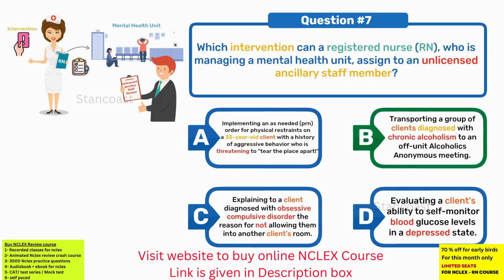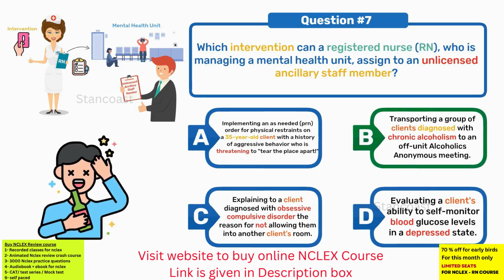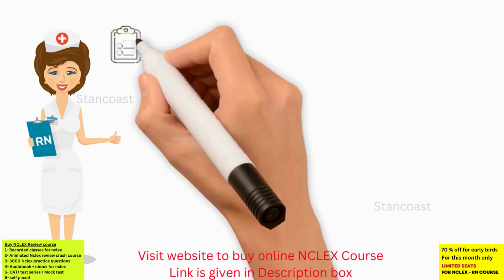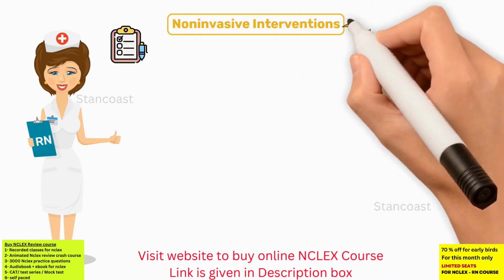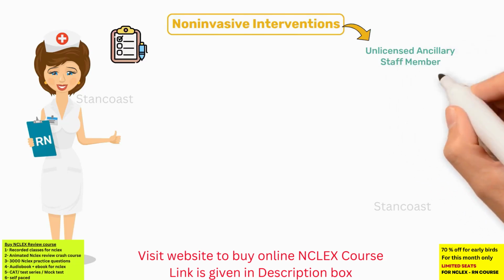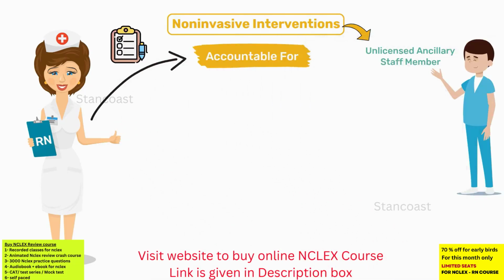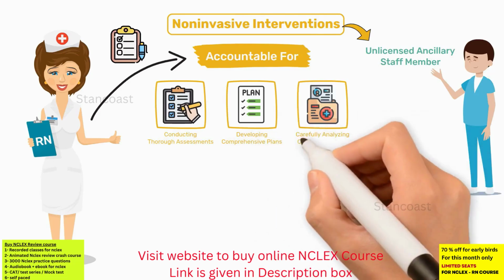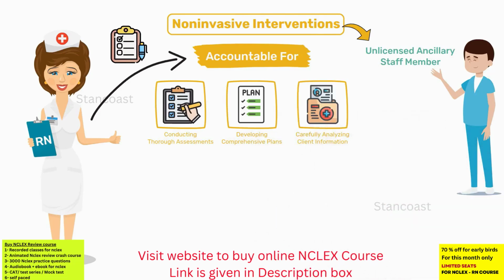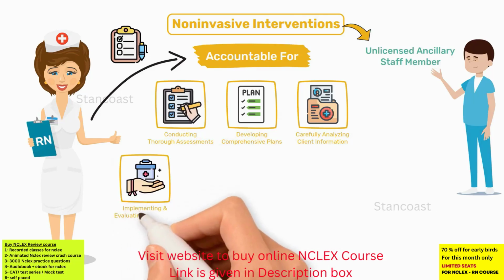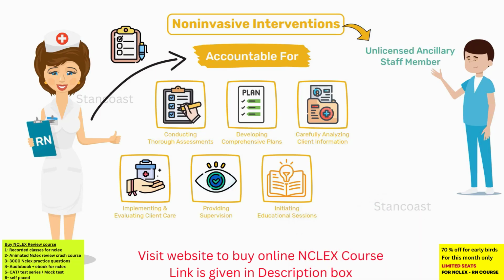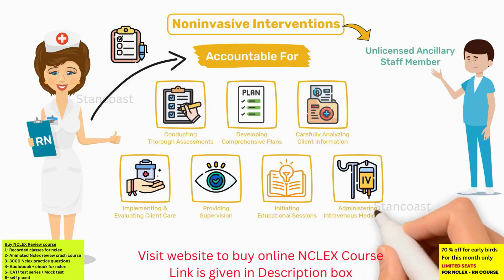The answer is B. Transporting a group of clients diagnosed with chronic alcoholism to an off-unit Alcoholics Anonymous meeting. The RN may find it suitable to assign non-invasive interventions to an unlicensed ancillary staff member. The RN is accountable for conducting thorough assessments, developing comprehensive plans, and carefully analyzing client information. They are also responsible for implementing and evaluating client care, providing supervision, initiating educational sessions, and administering intravenous medications.